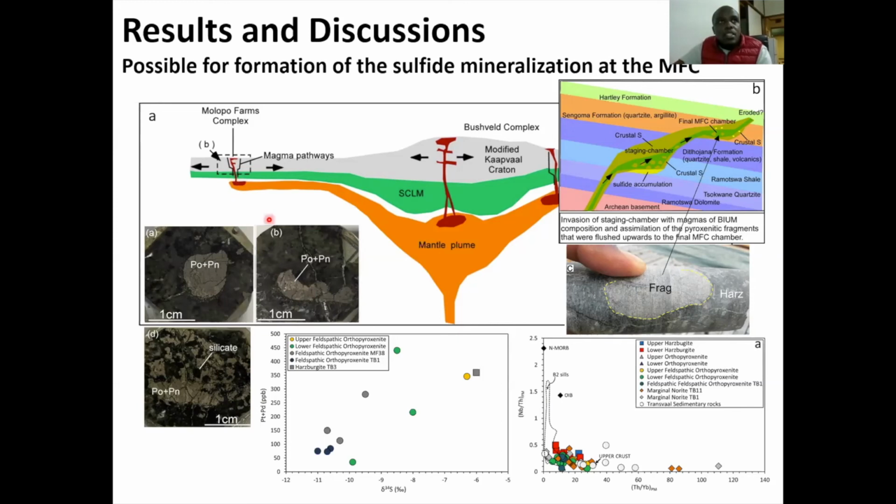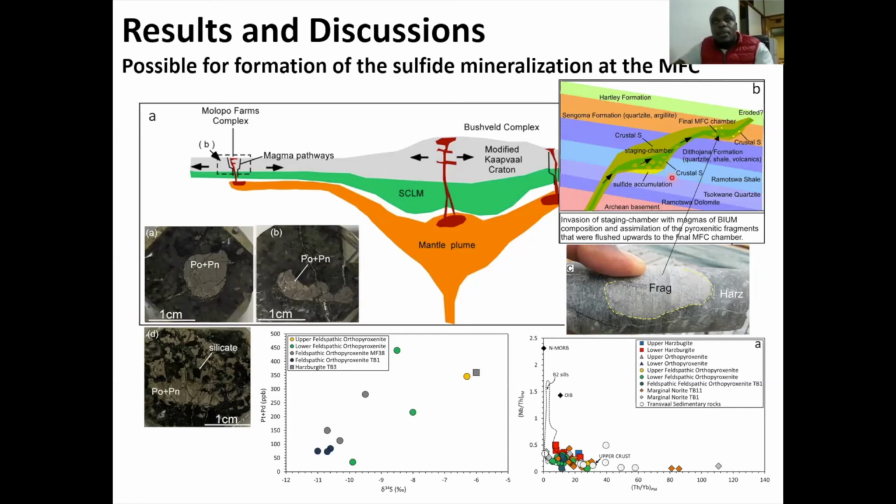So we looked at the sulfide textures, and we looked at some of these textures where we find fragments of feldspathic orthopyroxenite within the harzburgites. Then we tried to come up with a model to explain what we are actually looking at. And we think that magnesian magmas, possibly of B1 composition, which are represented by the feldspathic orthopyroxenites, reached sulfide saturation perhaps before the final Molopo Farms Complex magma chamber.